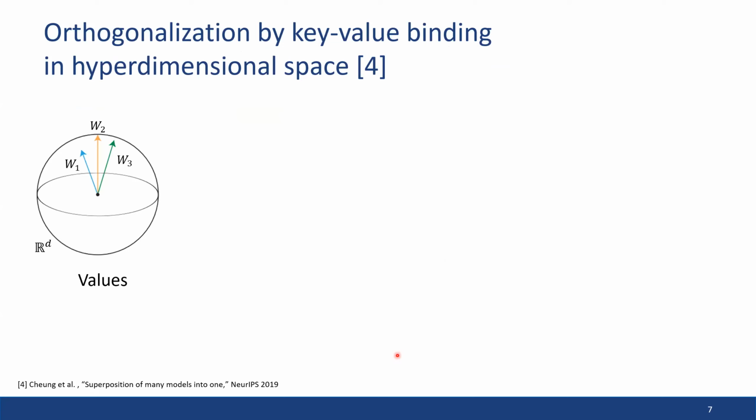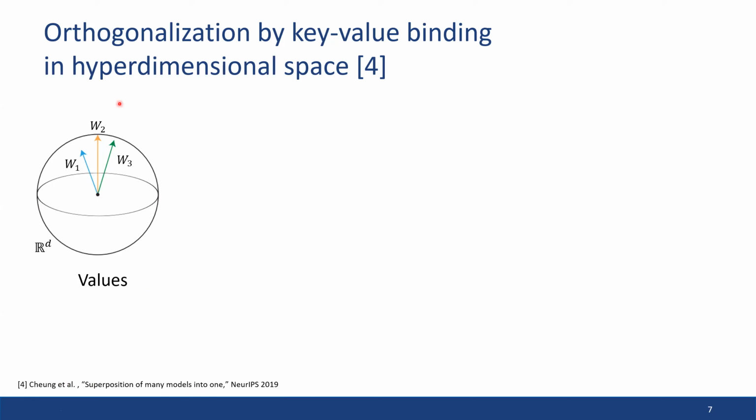So I will now introduce the key value binding, superposition, and approximate retrieval in hyperdimensional space. The original idea to use this superposition for compressing many models into one was initially introduced by Zheng et al. And there it was mostly applied on vision data. And in this case, we applied it, as I already introduced, on biosignal data. Moreover, we use different binding and retrieval operations.